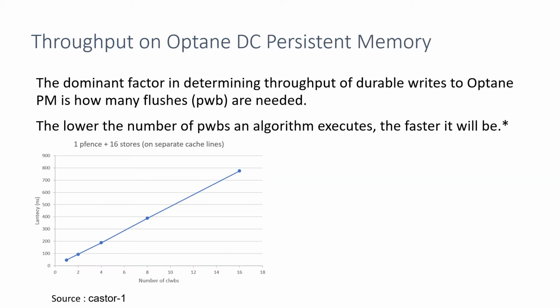An important detail about Optane DC persistent memory is that the lower the number of flushes that a certain algorithm executes, the faster it will be. So this means that if we want to execute fast transactions, we should strive for an algorithm that reduces the number of flushes as much as possible. And interestingly, for random writes, this metric is pretty much linear with the number of flushes, of PWBs. So we expect that if we design algorithms that reduce this number of flushes, then we get a linear improvement on the performance.